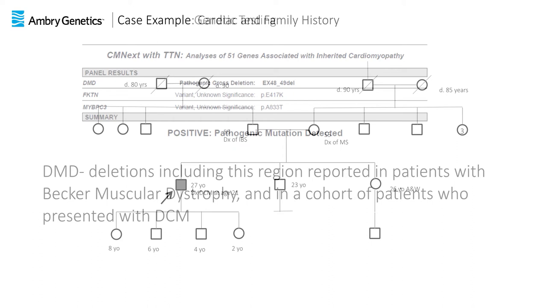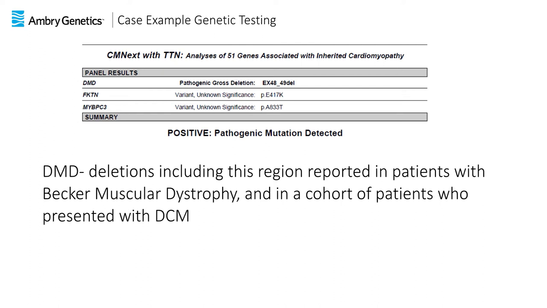So we elected to request a larger gene panel. It included 51 genes associated with inherited cardiomyopathies. You see a snapshot from the genetic testing result report here.